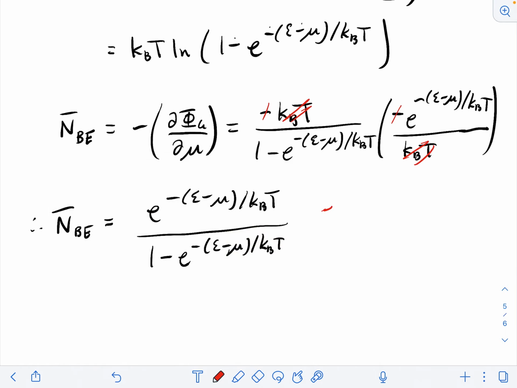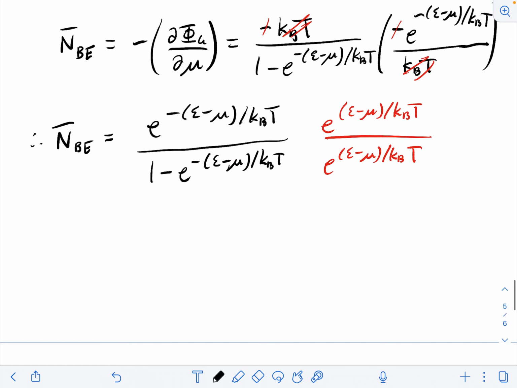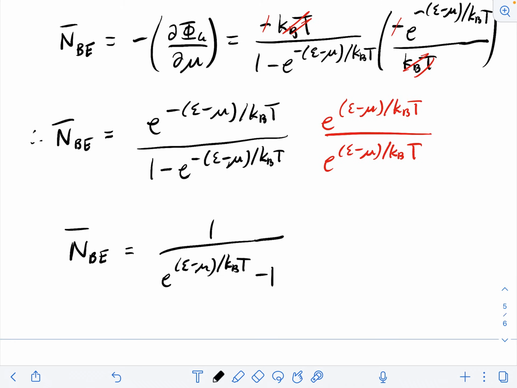Let's multiply the top and bottom by the same exponential. We just reverse the sign in front of the argument of the exponential, and then we get the final form of this Bose-Einstein distribution, and it looks like 1 over e to the epsilon minus mu over kBT, and in the Fermi-Dirac distribution, we had a plus 1 in the denominator. This time we get a minus 1, and that's the important difference.